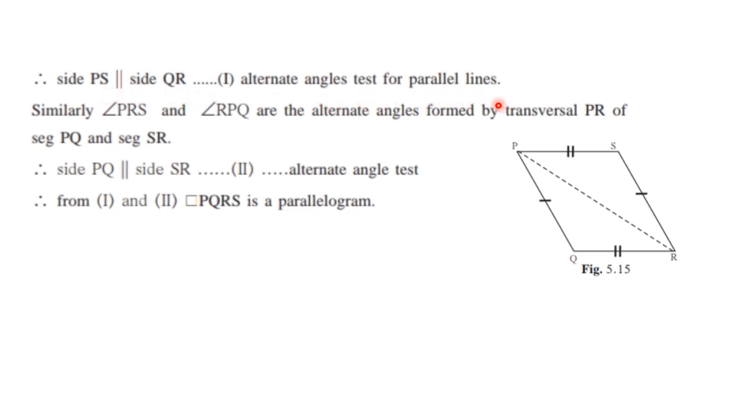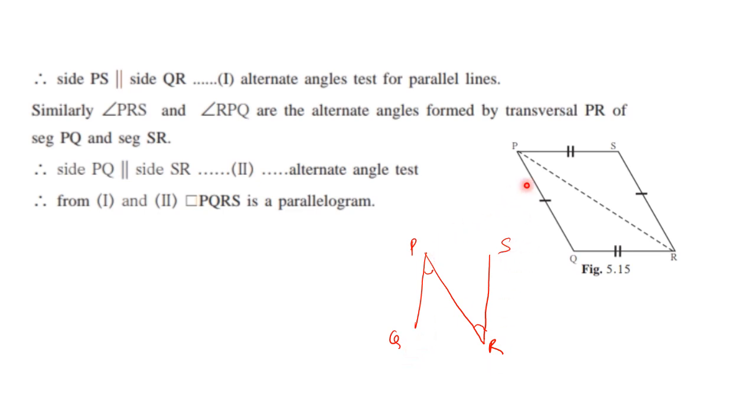Similarly, angle PRS and angle RPQ are the alternate angles which are formed by the transversal PR of segment PQ and segment SR. If I have to draw that, say PQ and SR, wherein PR is the transversal. So in that case, angle PRS is congruent to angle RPQ. Again you can see they are forming the alternate angles. So by the alternate angle test we can say that side PQ is parallel to side SR.